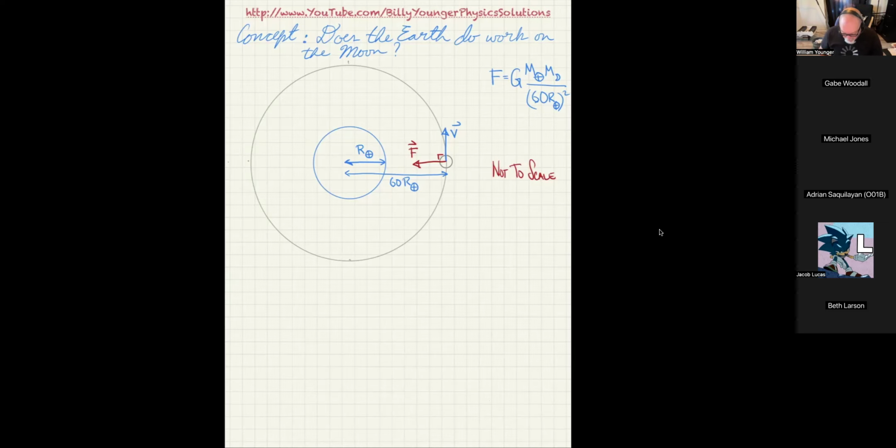Additionally, the Earth is a little bit more than 4 times bigger than the diameter of the moon. So it's also not to scale even comparing the two diameters. But the main thing here is we see that the force, which according to Newton's law of gravity acts along a line connecting the center of mass of the Earth to the center of mass of the moon.